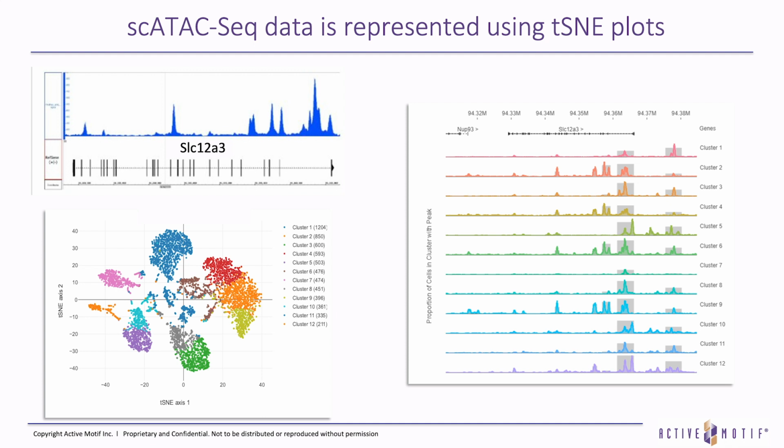One can further extrapolate from each one of these different clusters what the open chromatin profile looks like. Here on the right, I have the same gene that is represented here in the standard ATAC-Seq, but now we can see for each one of the 12 clusters that were identified with single-cell ATAC-Seq, you are now able to see what those individual peak profiles look like.